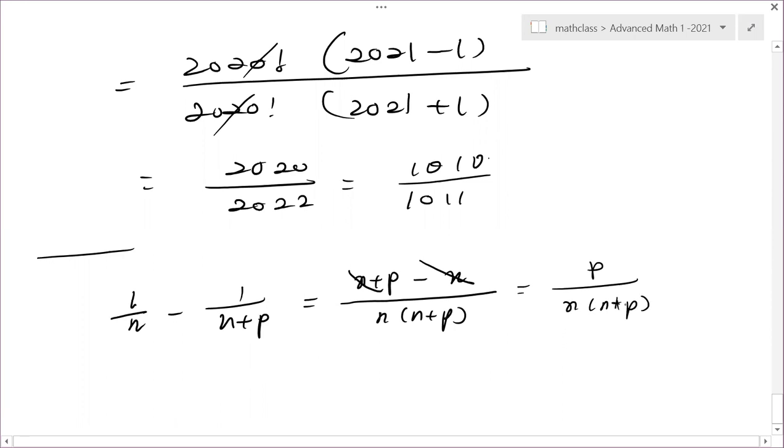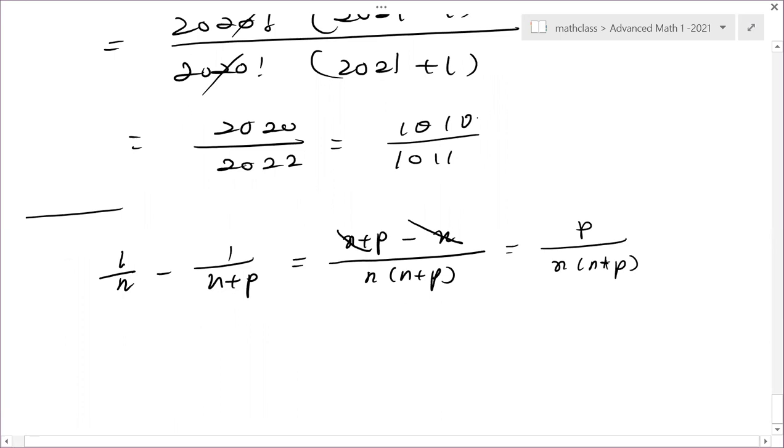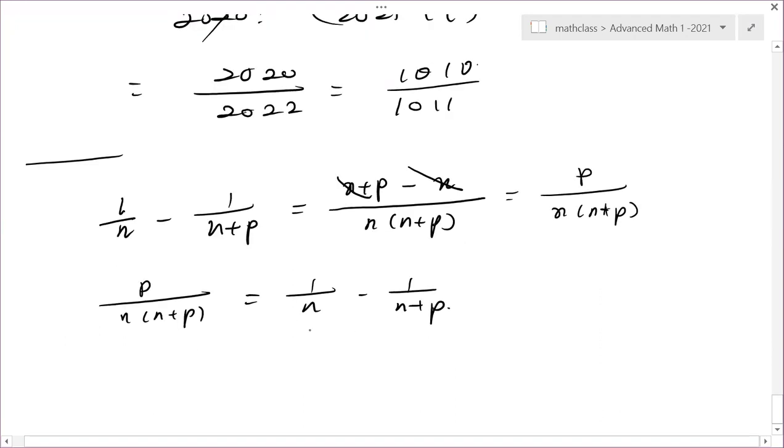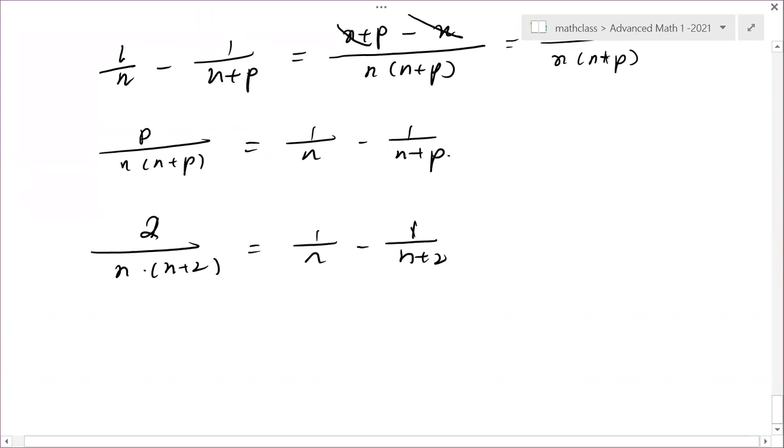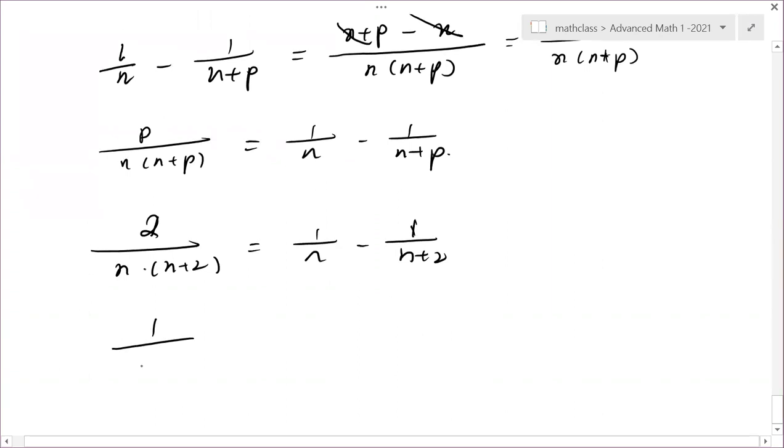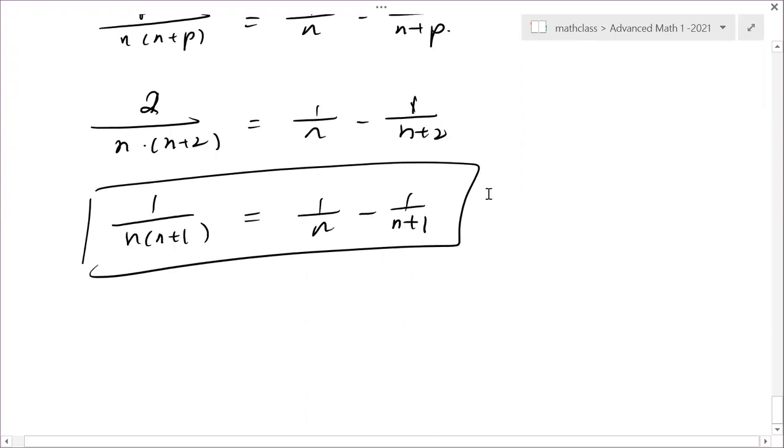Okay, that is interesting. And you can reverse this problem. When you see p over n times n plus p, you can separate it, right? You can decompose it into 2 parts, okay? Especially when, n plus 2, right? What else? Yeah, when p is 1, even more special. And that is a very important formula. Okay. So how do we use it?